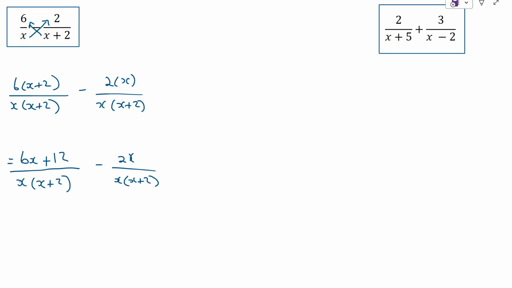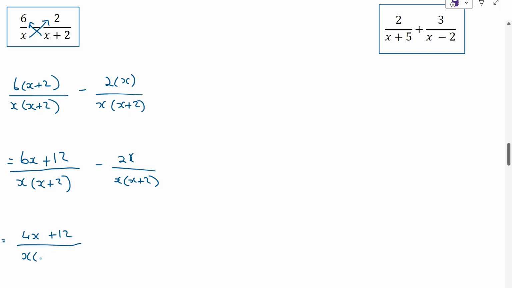And it can help to just keep the denominator in this factorized form, just in case you get a question where you may need to cancel out a bracket at the end. So we can leave it like that for now. Now we have the same denominators, so we can go ahead and subtract the numerators. 6x minus 2x gives us 4x. The 12 stays the same.